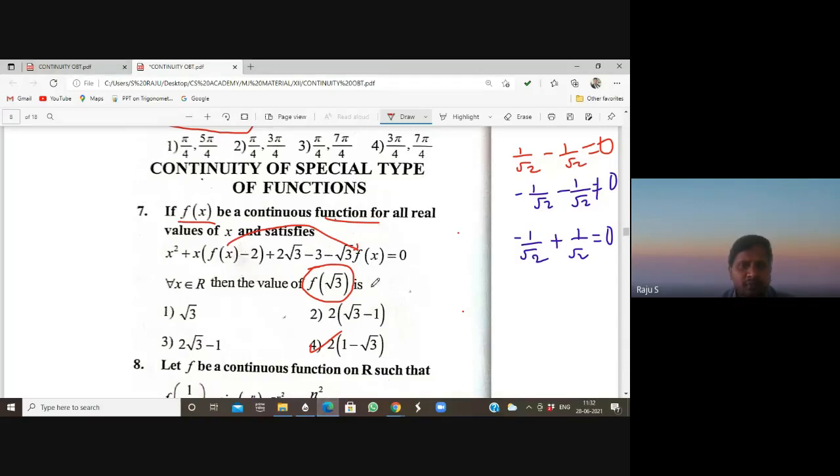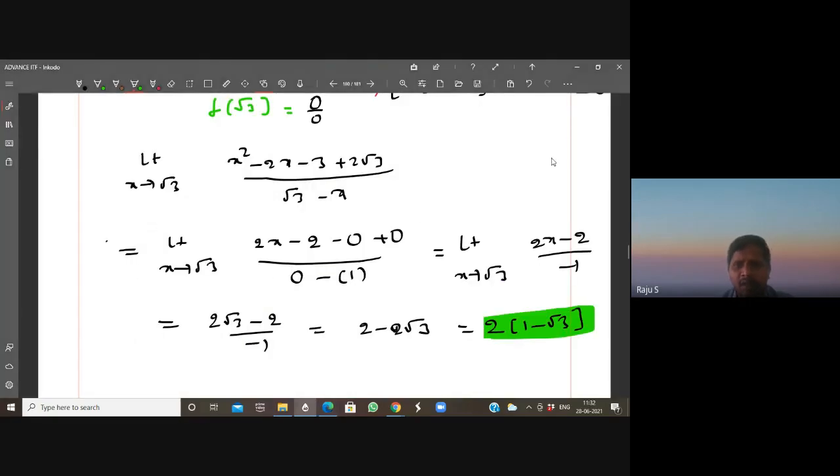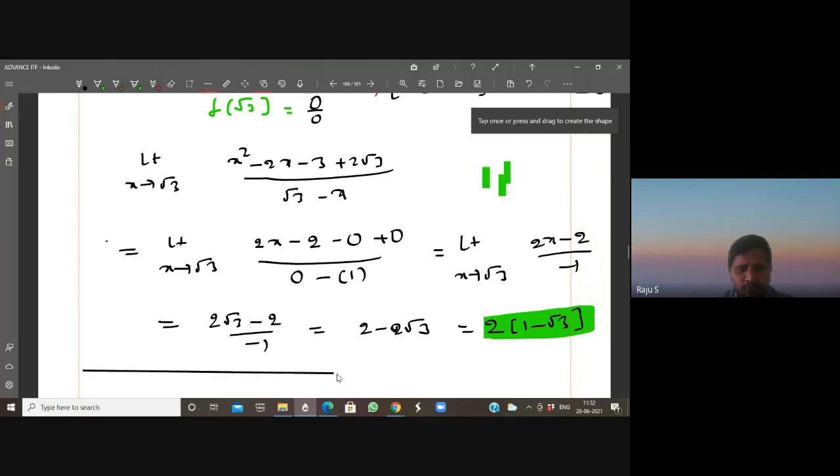So what I have done here: first I found the function f of x value. When I substitute root 3, we are getting 0 by 0. So I took the limit x tends to root 3. Then I applied L'Hospital rule. All of you once look at the next problem.